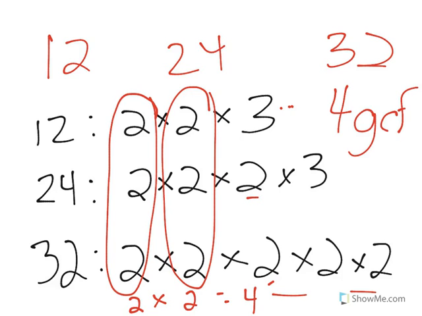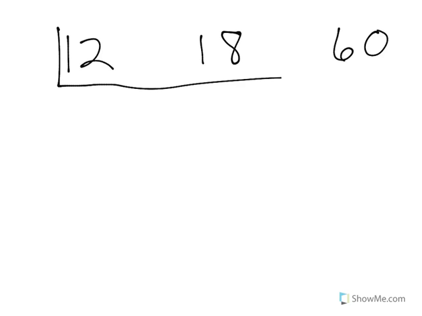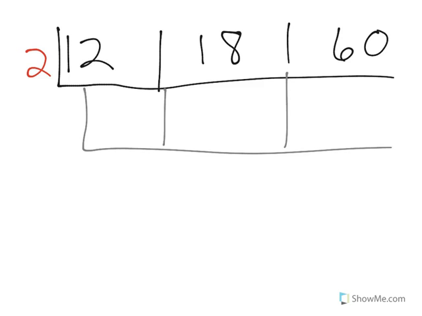The third way is a ladder diagram. And this might be the best way to find greatest common factor of multiple numbers. So let's say we wanted to find 12, 18, and 60. So what we're going to do is just like when we did the ladder diagram with the 1 number, we're going to pull out a prime number, but this time we have to pull out a prime number that goes into all of those. Now notice that they're all even, so we can pull out a 2. Now if we pull out a 2 from each of those, that 12 becomes a 6, that 18 becomes a 9, and the 60 becomes a 30.